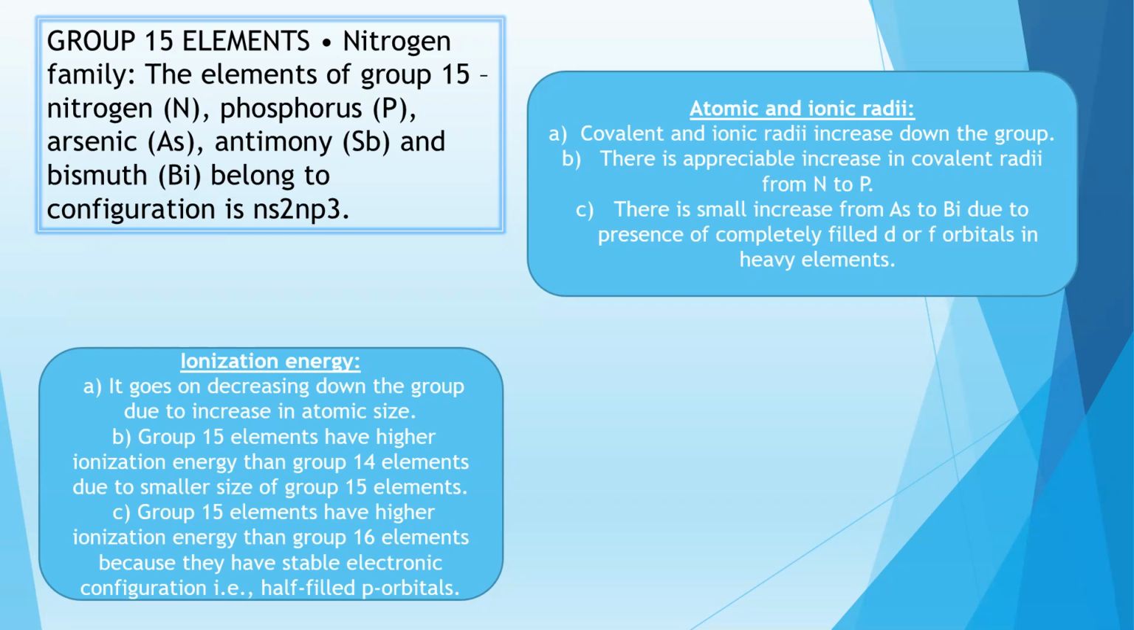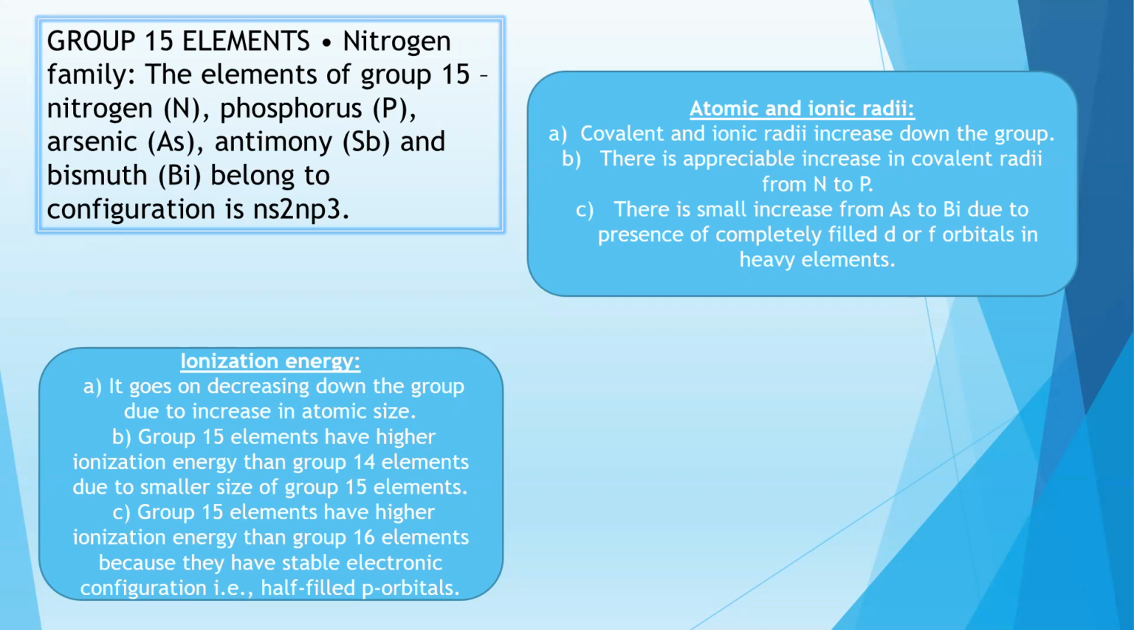What can we say about ionization energy? Ionization energy is the energy required to remove an electron from the outermost shell to obtain a positive ion from the neutral gaseous atom. Hence, in the nitrogen family, ionization energy goes on decreasing down the group due to the increase in atomic size.